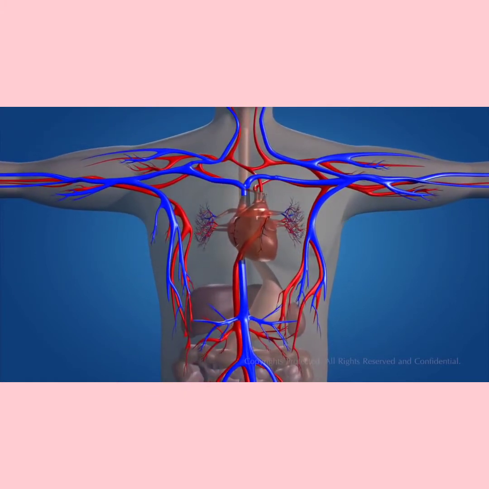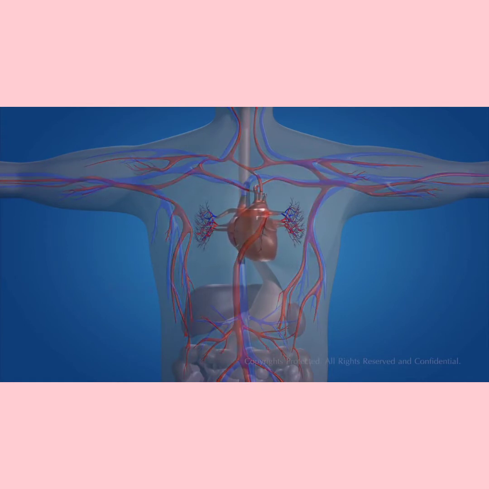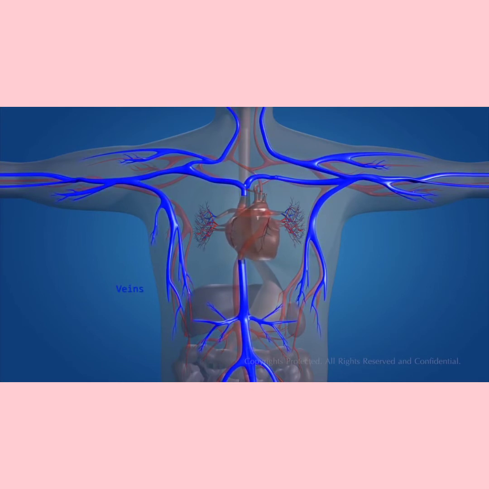Food, water and oxygen are essential for the existence of human life. Blood transports all these substances through various channels called blood vessels. Blood vessels involve arteries, veins, capillaries.